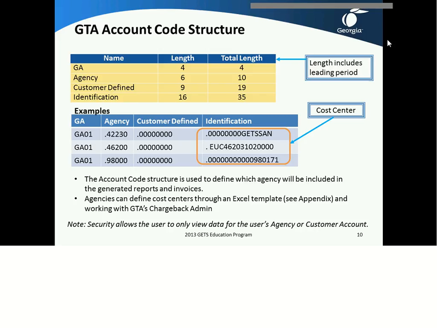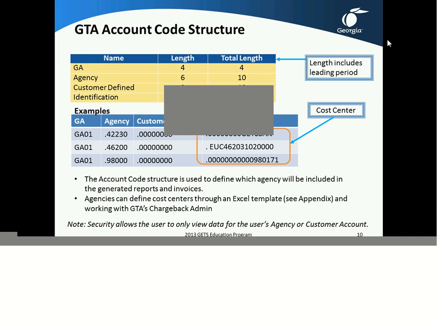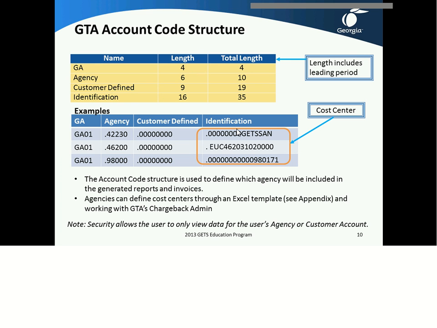GTA account code structure. We're going to talk a lot about this slide. Every invoice has the capacity to assign costs to a 35-character account code, whether to a customer or to a customer's internal business unit or organization. The GA01, seen in the top table, are the leading characters that designate the state of Georgia in the GSMRT billing system. The agency code reflects the business unit setup in PeopleSoft today for agencies. In this example, you can see the Office of Planning and Budget, Department of Natural Resources, and GTA's agency codes. In order to render a separate invoice for an agency, the business unit must be first defined in PeopleSoft.